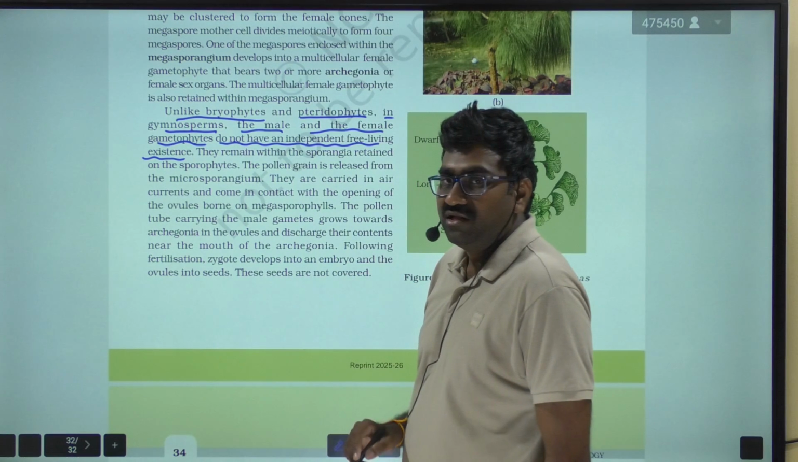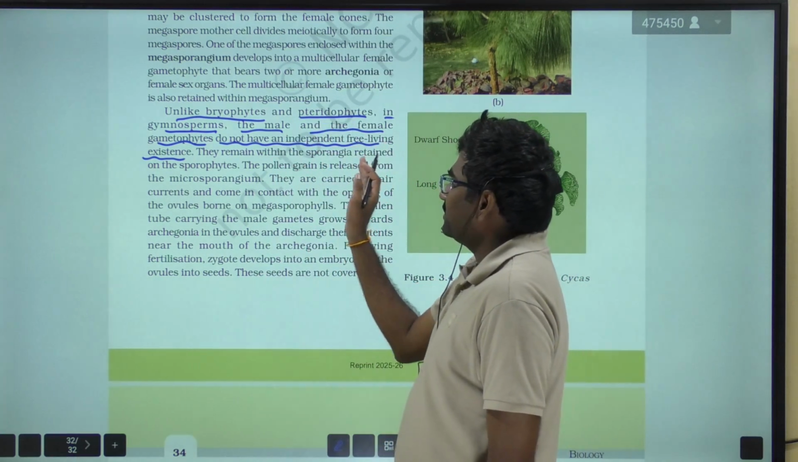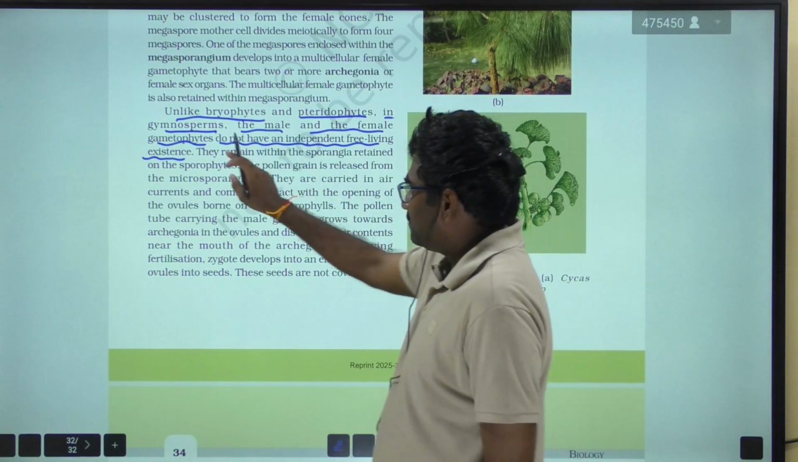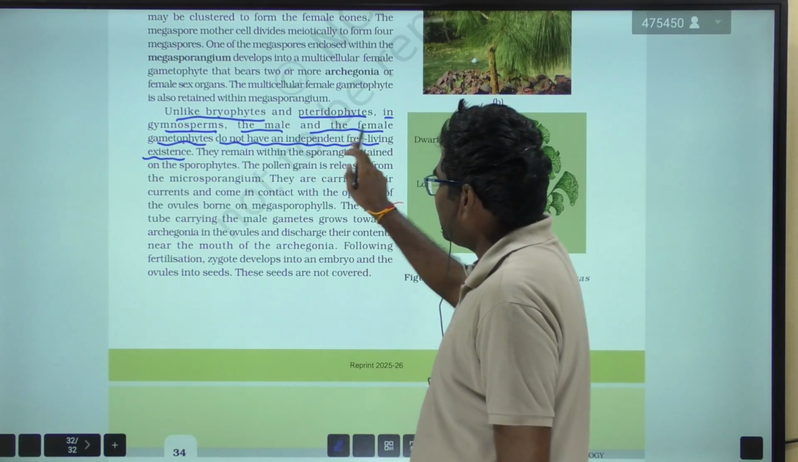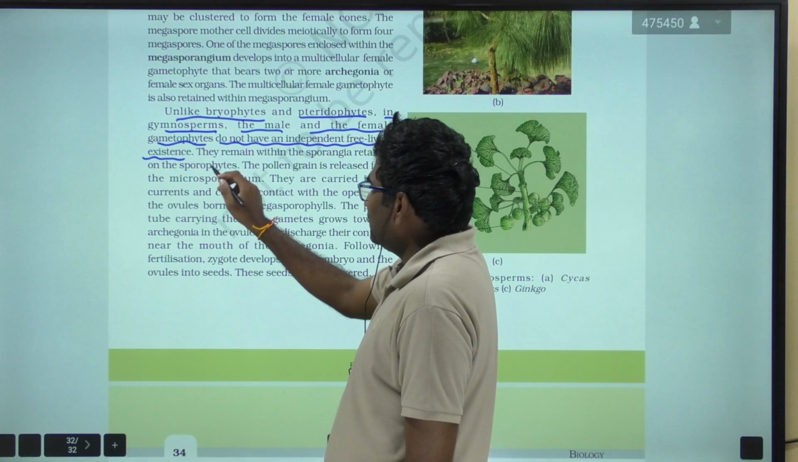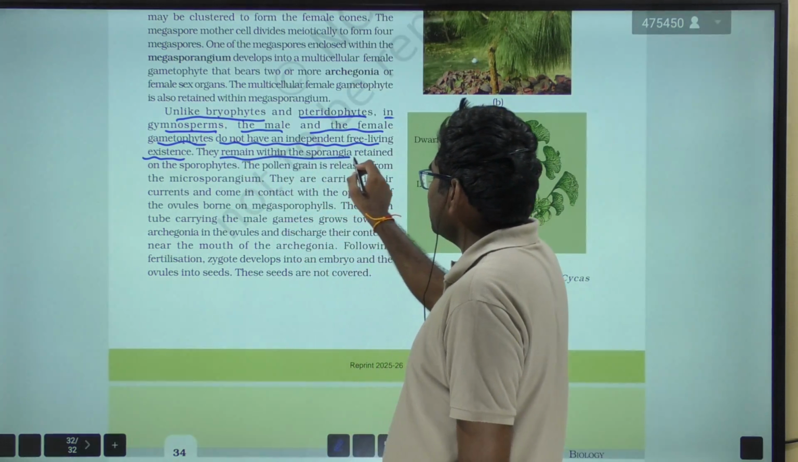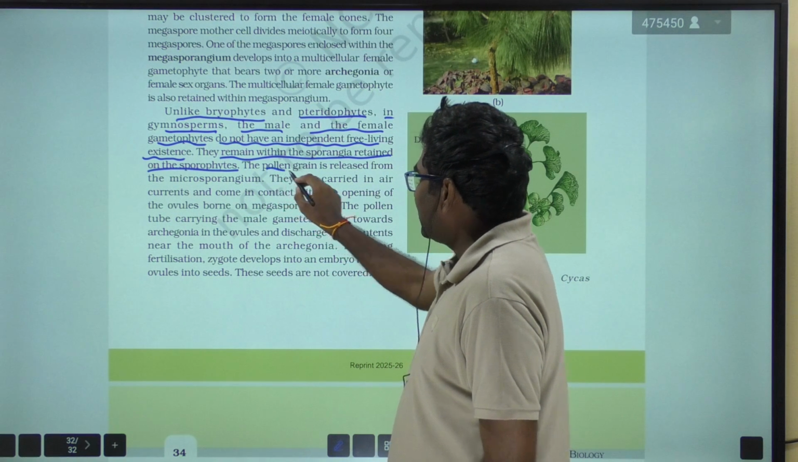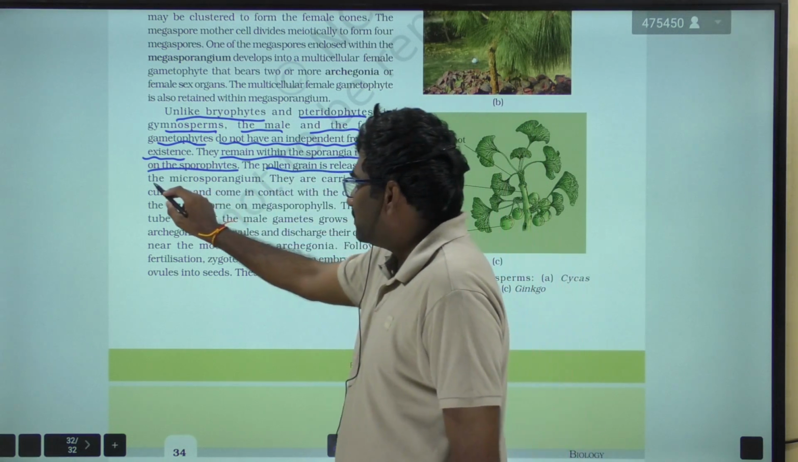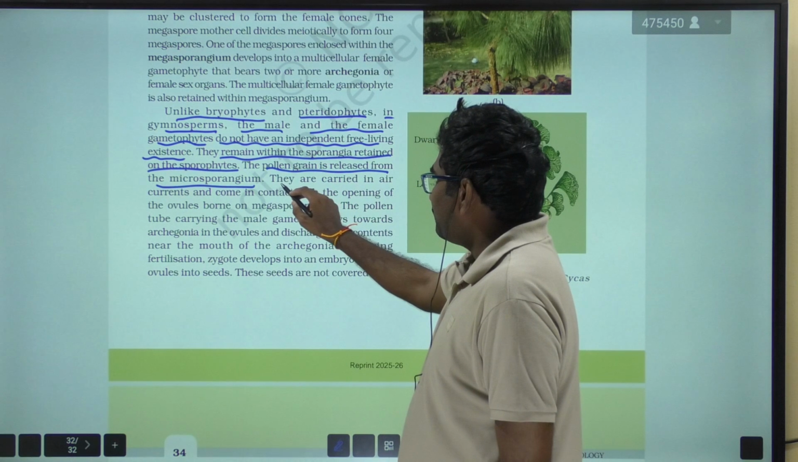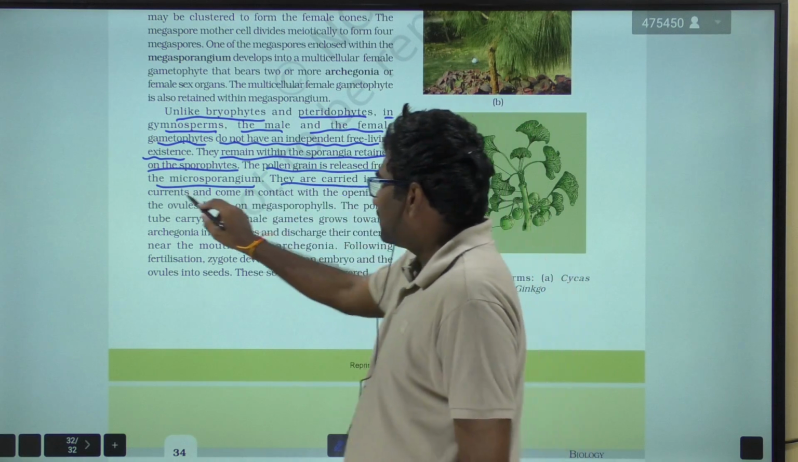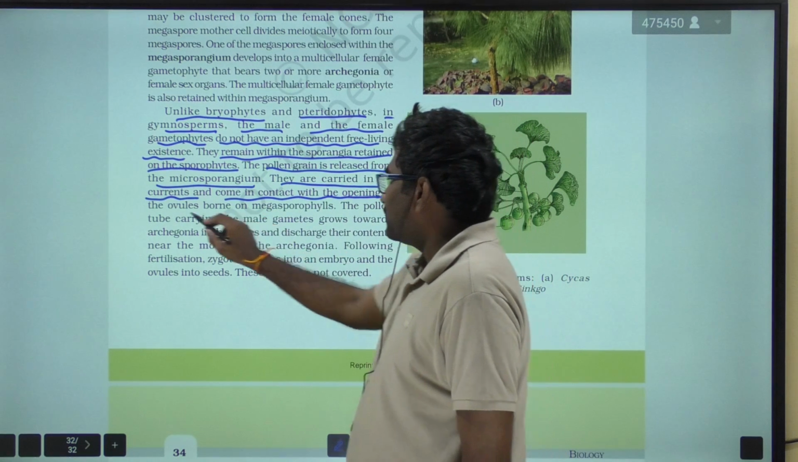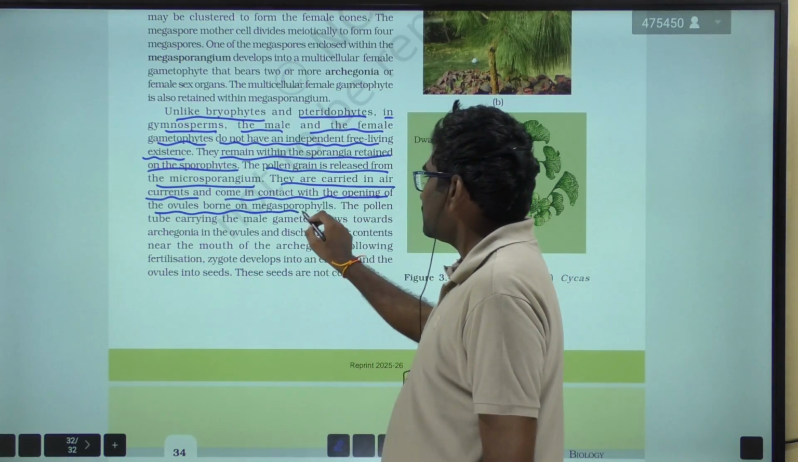Unlike bryophytes and pteridophytes, in gymnosperms, the male and the female gametophytes do not have an independent free living existence. They remain within the sporangia, retained on the sporophytes. The pollen grain is released from the microsporangium. They are carried in air currents and come in contact with the opening of the ovules borne on the megasporophylls.